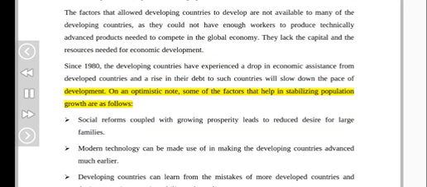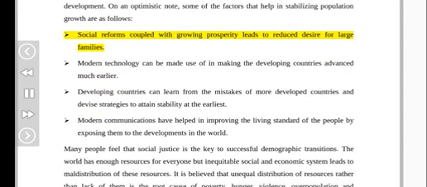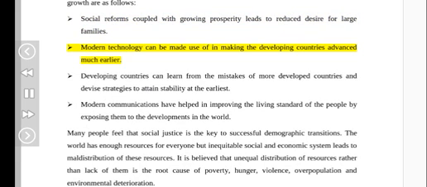On an optimistic note, some of the factors that help in stabilizing population growth are as follows. Social reforms coupled with growing prosperity lead to reduced desire for large families. Modern technology can be made use of in making the developing countries advanced much earlier. Developing countries can learn from the mistakes of more developed countries and devise strategies to attain stability at the earliest.